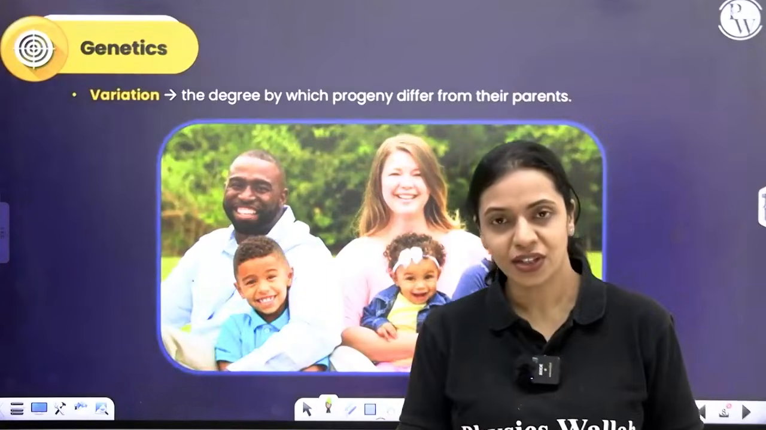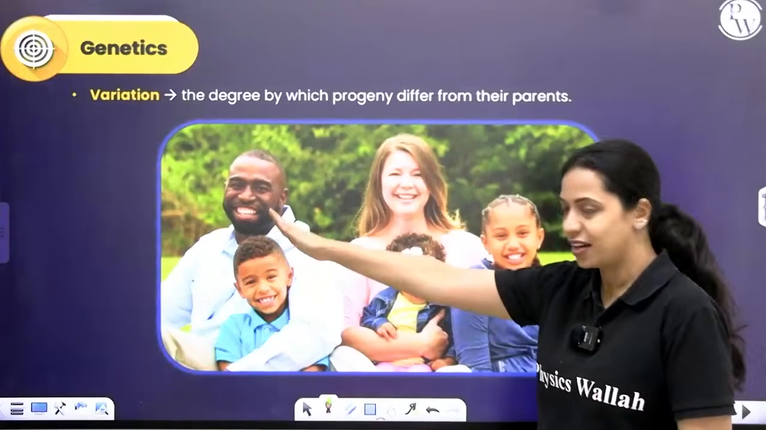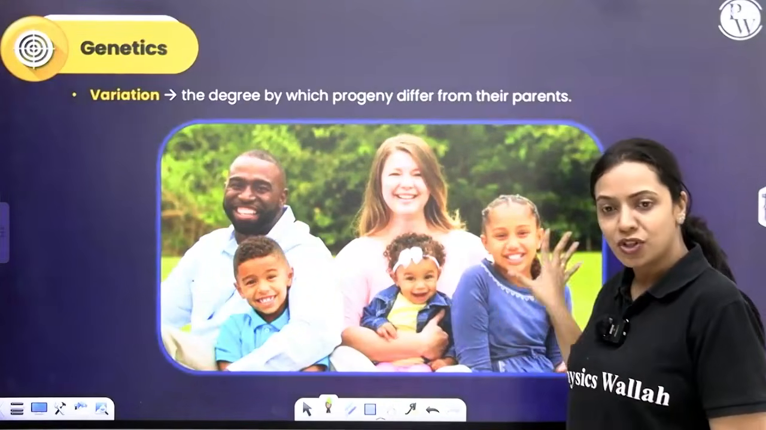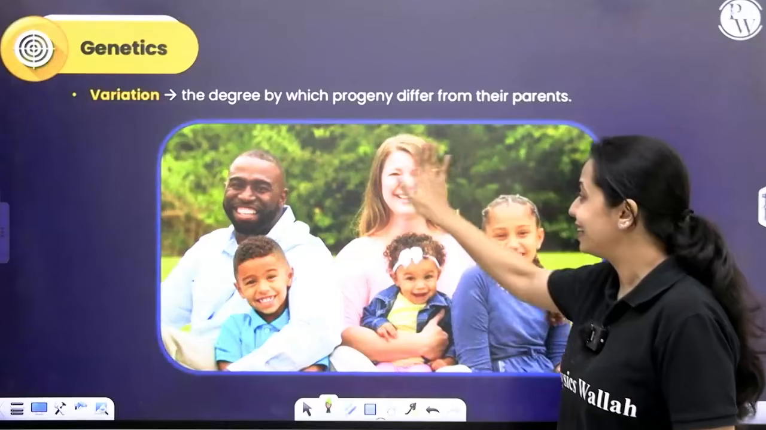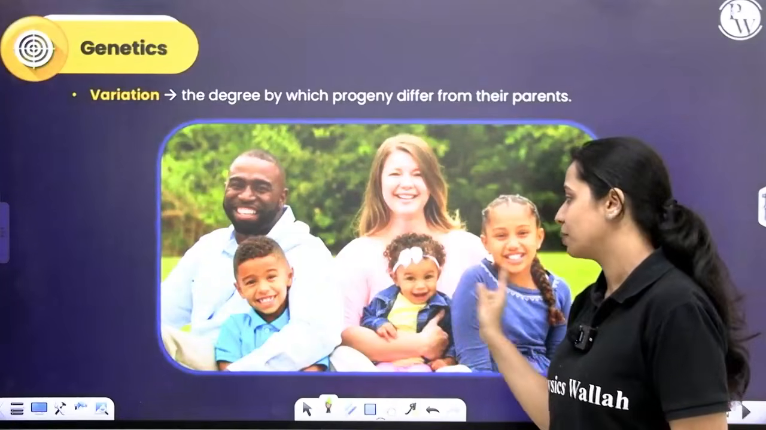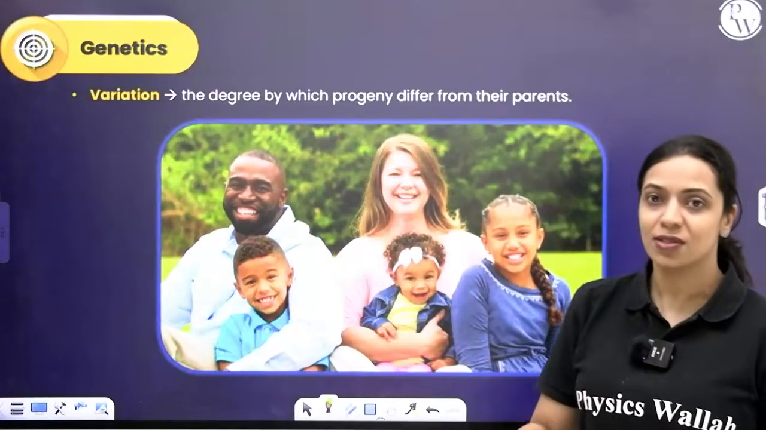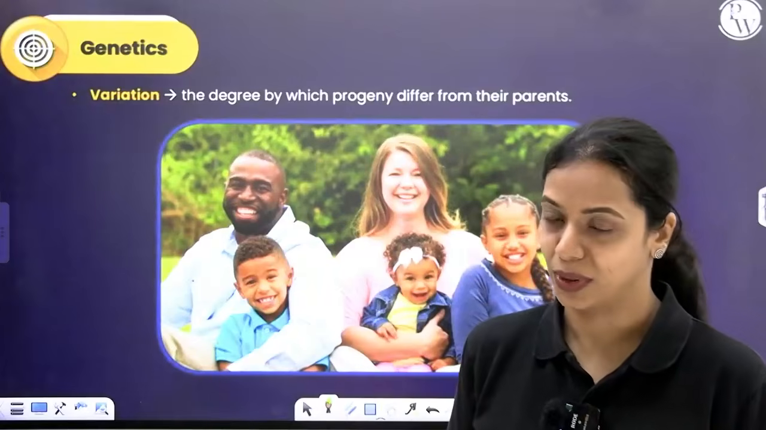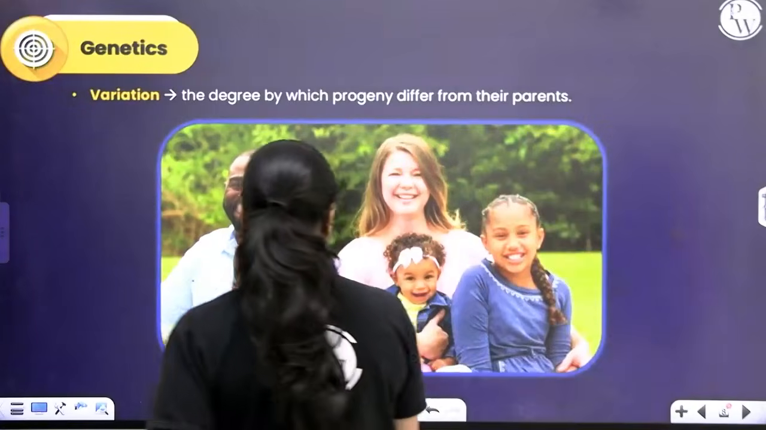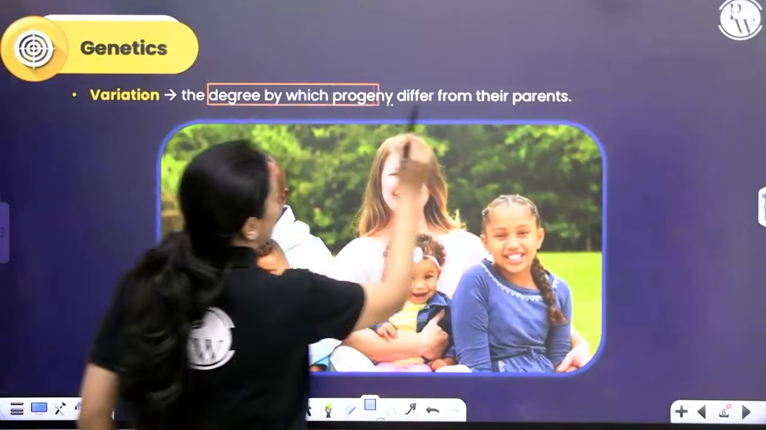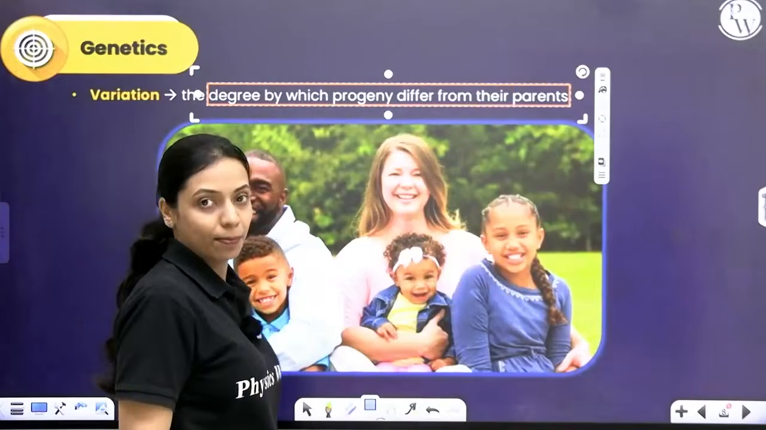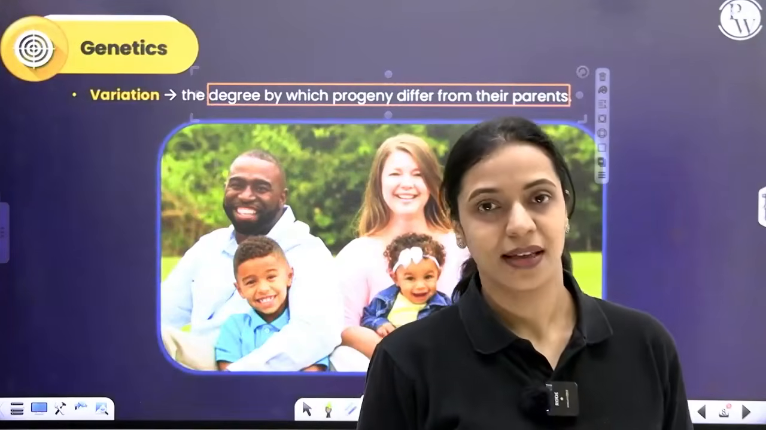Now, what is variation? Like I already mentioned, two parents give birth to children. None of the children look identical to either of the parents. There is no complete similarity between siblings also if they are not identical twins. So that degree by which the children differ from their parents, that is what we refer to as variation.